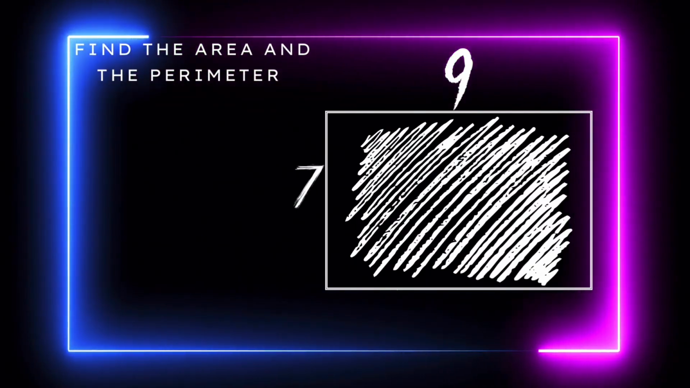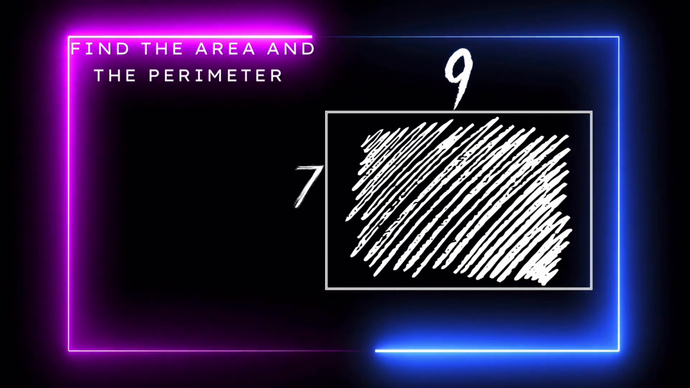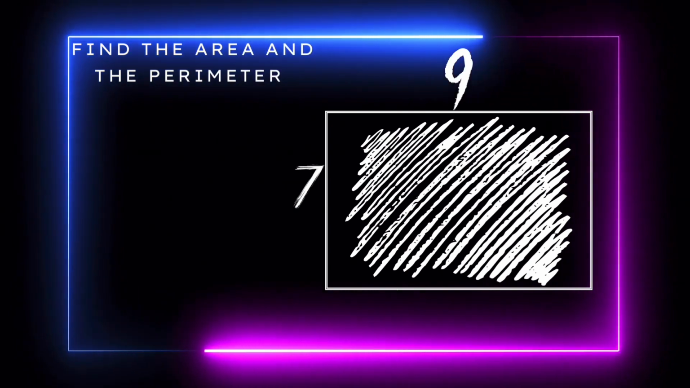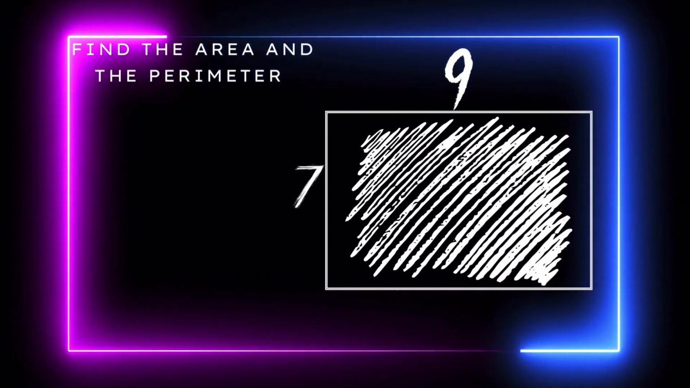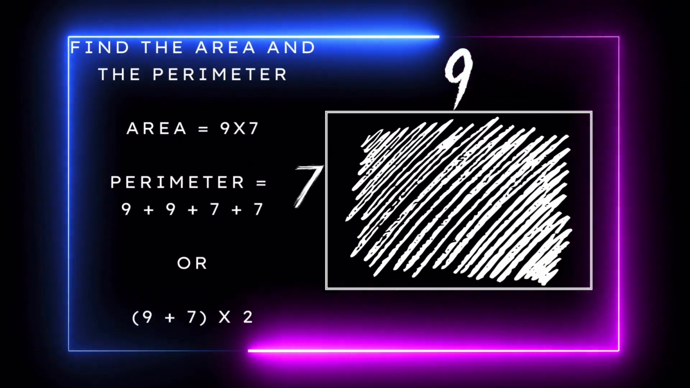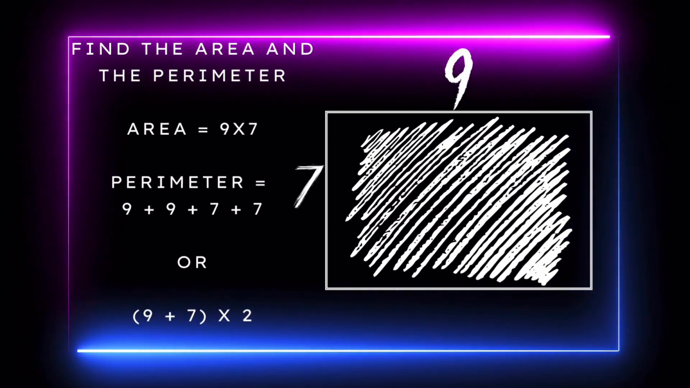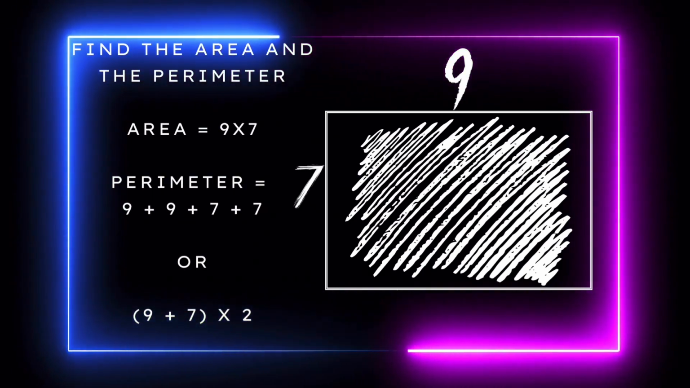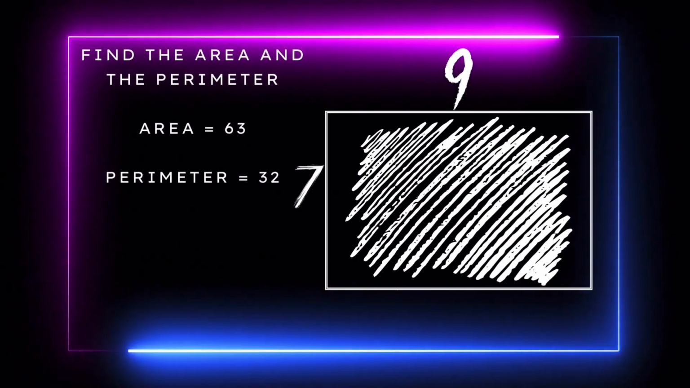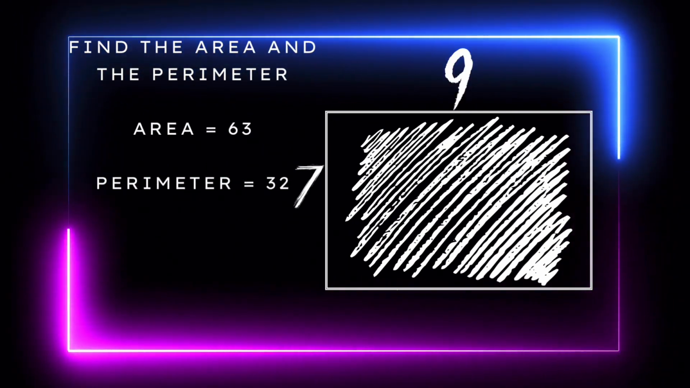So this question wants you to find the area and perimeter. And we have a side of 9 and a side of 7. Go ahead and pause the video and see if you can solve this problem on your own. All right, let's see if you did it. So the area is 9 times 7, and the perimeter is 9 plus 9 plus 7 plus 7, or 9 plus 7 times 2. So to solve the area, you should have your 9s and 7s memorized. So 9 times 7 is 63, and the perimeter when you add everything up is 32.